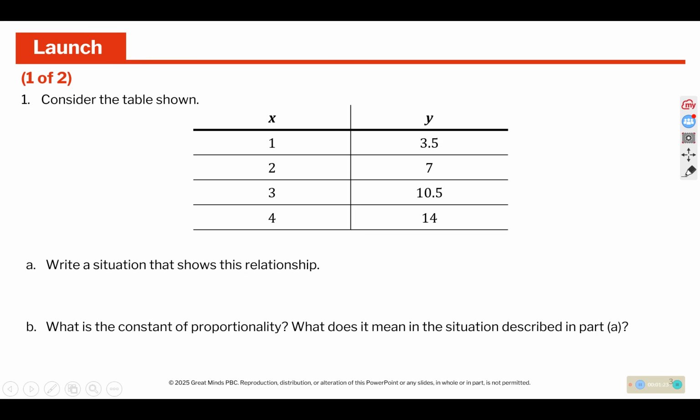This says, consider the table shown. Write a situation that shows the relationship. Well, 1 plus 2.5 would make 3.5, but 2 plus 2.5 is not 7. What about a multiplication relationship? 1 times 3.5 is 3.5. 2 sets of 3.5 is 7.